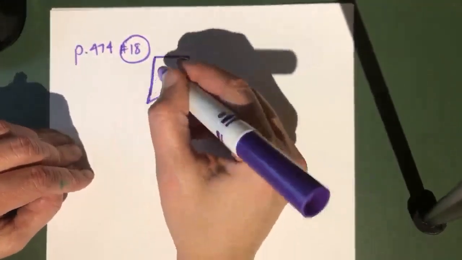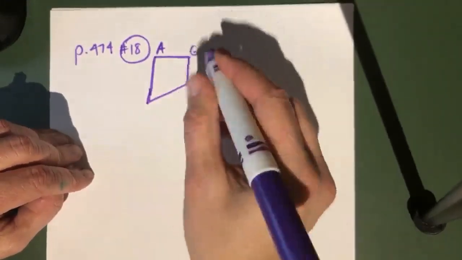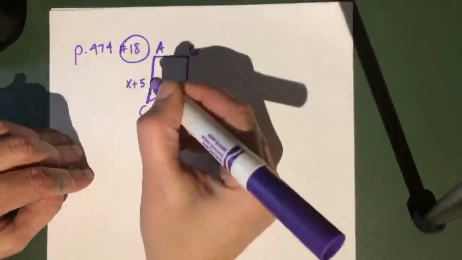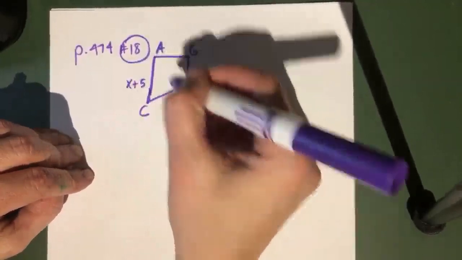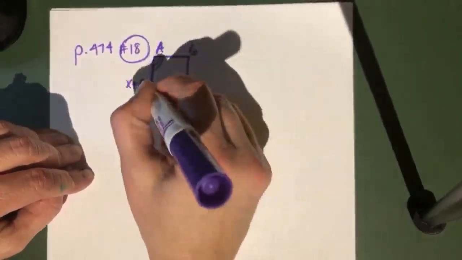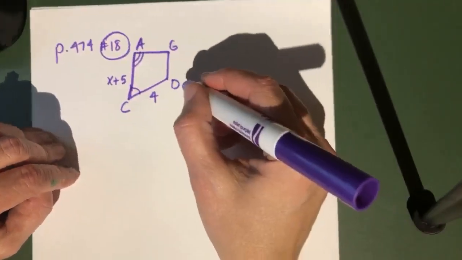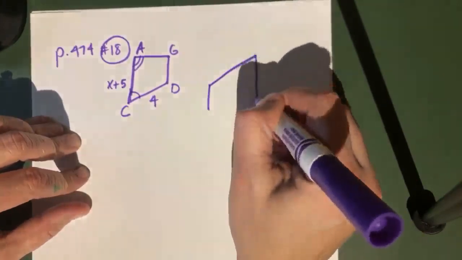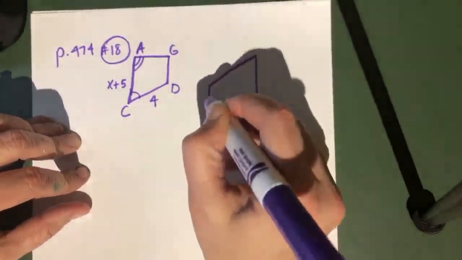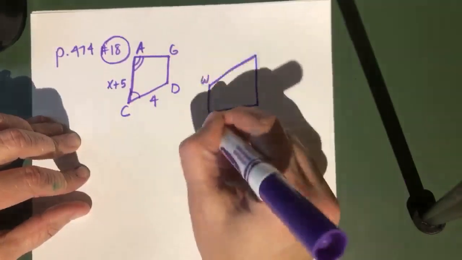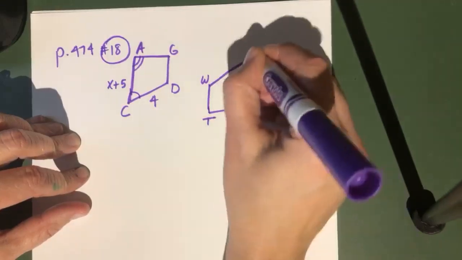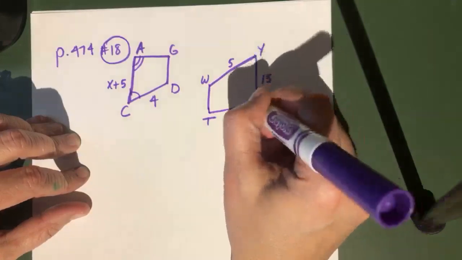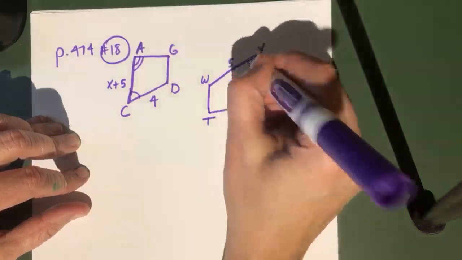Okay, you've got your first figure, which is A, G, D, C. And this is x plus 5. And this is 4. And this has 2 arcs. And this has 1 congruence arc. All right, and then we're going to draw its neighbor, which is this one. And that one goes this way. And then you have on this one W, T, Q, Y. And that's 5. That's 15. That's got 2 arcs. That's got 1 congruence arc.